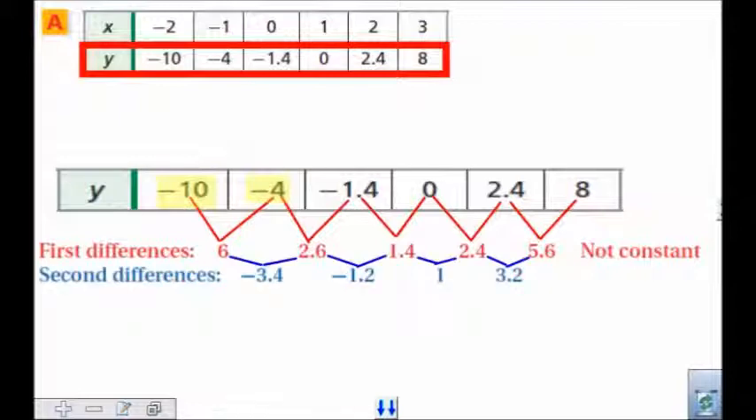When we find those changes, notice that going from 6 to 2.6, we actually decreased by 3.4. To represent that, we're going to use a negative value. We do the same thing going from 2.6 to 1.4, where we also decrease, by 1.2. Going from 1.4 to 2.4, we increase by 1, and then we increase by 3.2. We still don't have a constant change. So now let's look at our third differences. Maybe we might pick up something there.